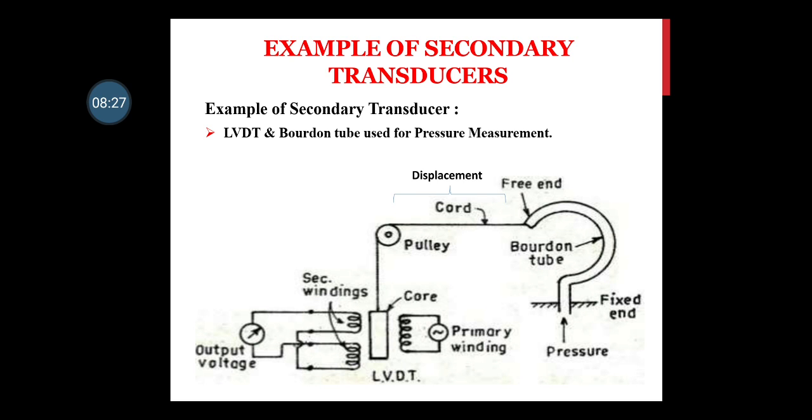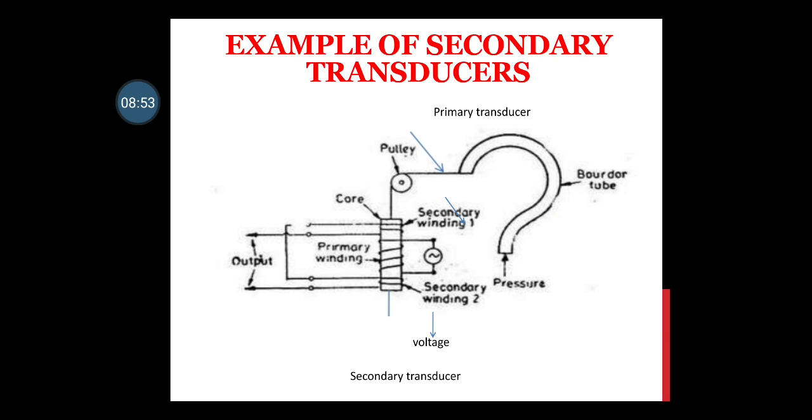Now here you can see, this is the Bourdon tube as a primary transducer, and the second transducer is the LVDT, that is the secondary transducer. The total becomes your secondary transducer. So this is the example of a secondary transducer. This was all about primary and secondary transducers. Here the same circuit as a secondary transducer is shown.